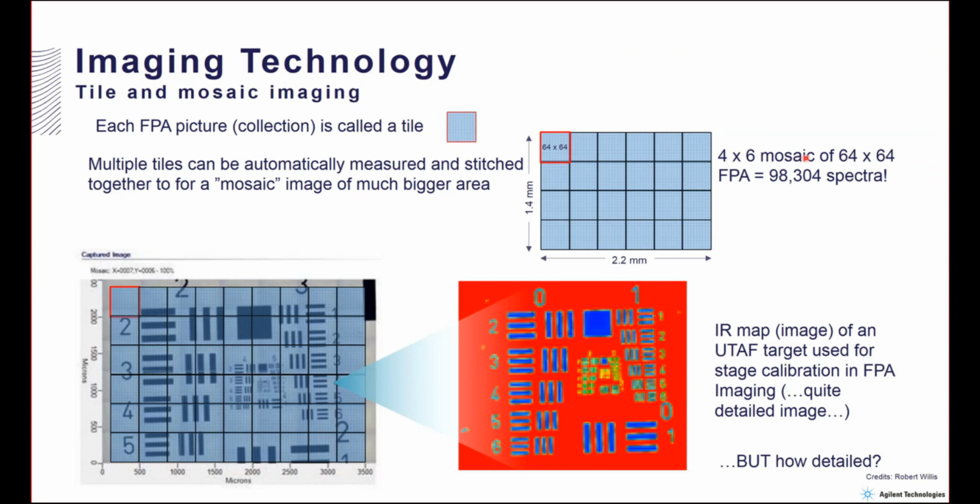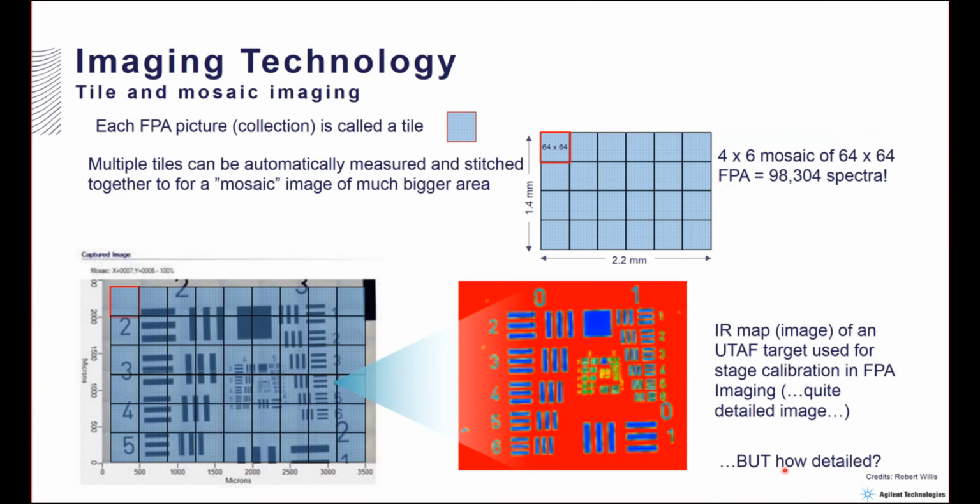mosaic tiles, with a detector that has 64 by 64 individual detectors in each tile, and we collected 98,000 spectra in our acquisition over an area of 2.2 × 1.4 millimeters. So with FPA imaging, we can collect infrared images of large areas. For example, this is one of the targets used for the stage calibration of the instrument, a quite detailed image of a quite large area.